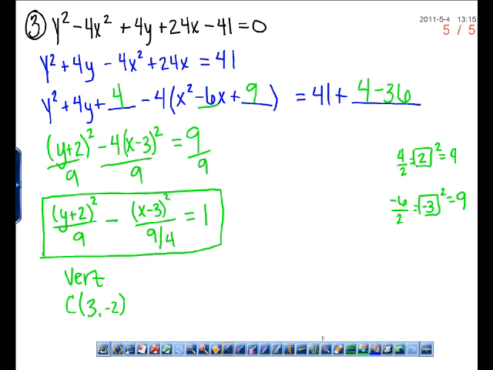What's your A value? A is 3. What's your B value? 3 over 2. Okay? I'm going to go ahead and stop here because you have 2 full examples of graphing. Is that okay with you guys? Yeah, I figured.